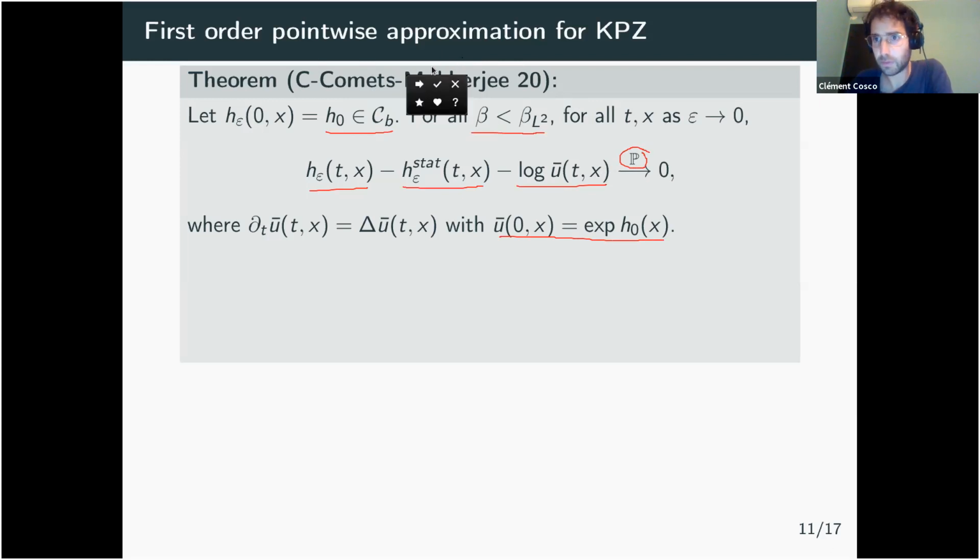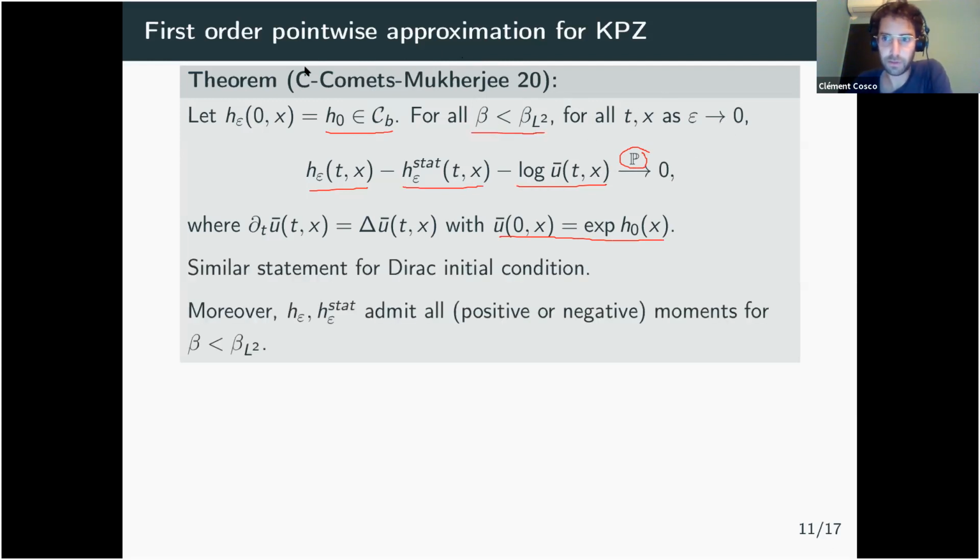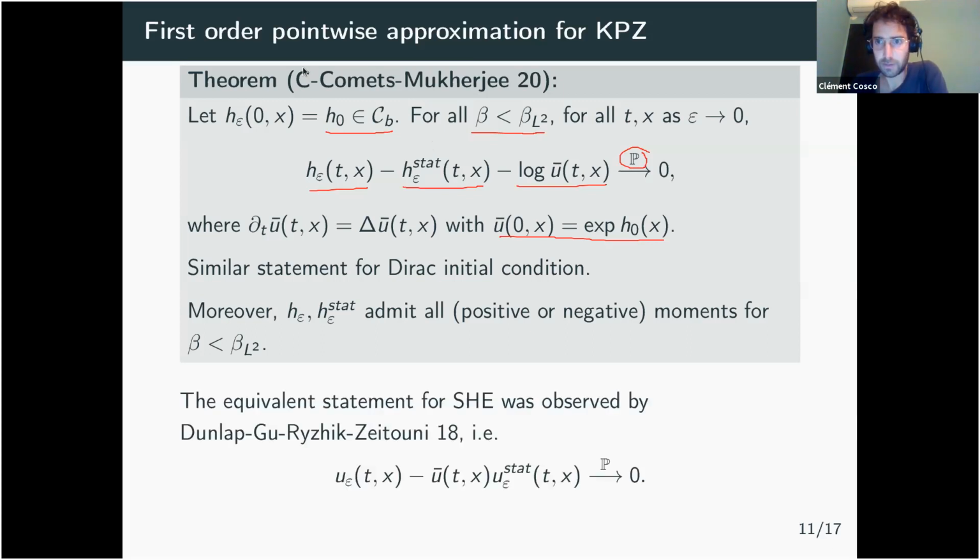So this is a more subtle description of what happens at the pointwise level. And you have a similar statement if you start with Dirac initial condition, but you will have another copy to add of the stationary field because, again, of the dependence on the starting point. We also showed in this paper that the H epsilon and the stationary solution have all positive and negative moments in the L2 region. Let me just say that this was also independently observed by Dunlap, Gu, Ryzhik, and Zeitouni, but at the level of the SHE solution.